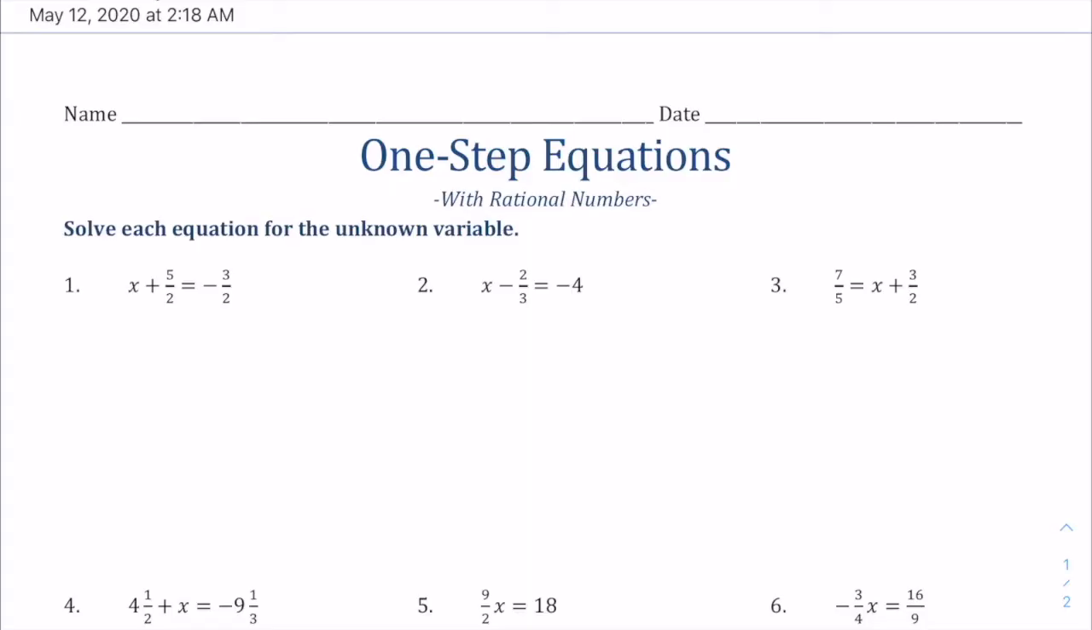Everyone. In this lesson, we're going to be talking about one-step equations, but with rational numbers. So we've done one-step equations before, but we kept them strictly to integers, but now we're just going to add in some rational numbers. Nothing really different in terms of the steps that we need to follow. So we're still going to follow the order of operations in reverse. We're going to get rid of addition and subtraction first.